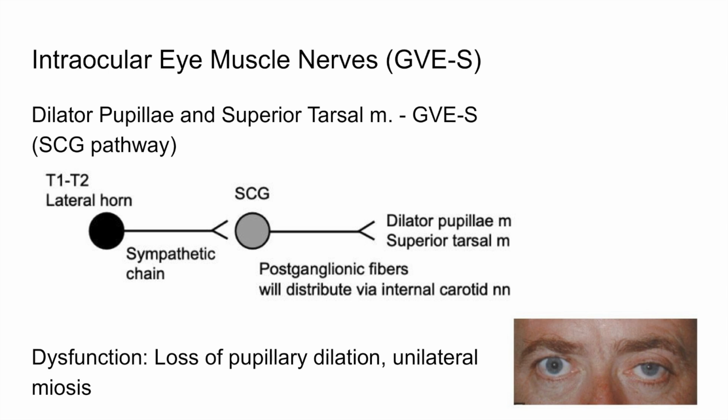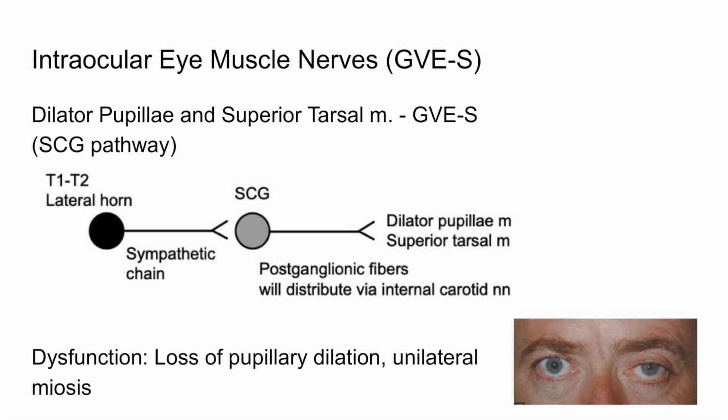So the pathway starts much lower than the parasympathetic one, and it takes a bit of a roundabout way. Originating in the lateral horn of the spinal cord at levels T1 and T2, preganglionic fibers are going to ascend through the sympathetic chain until they reach the superior cervical ganglion, where they're going to synapse.